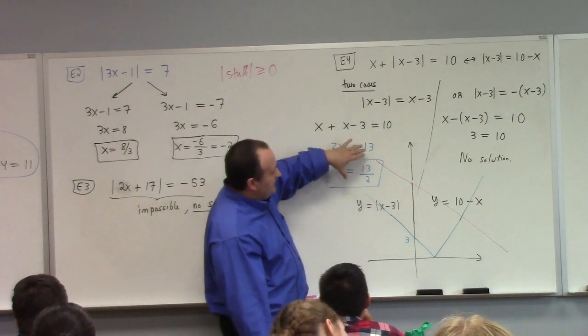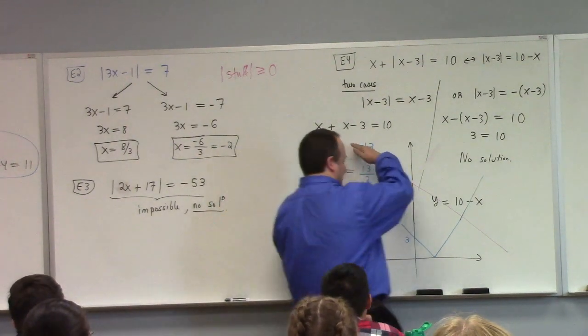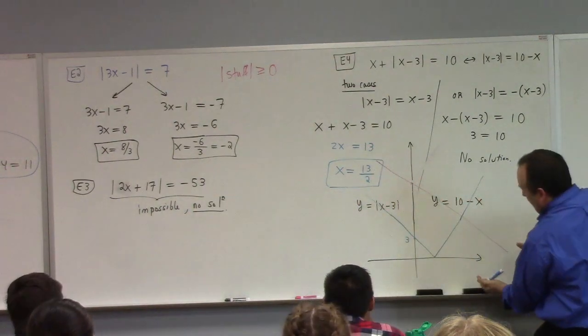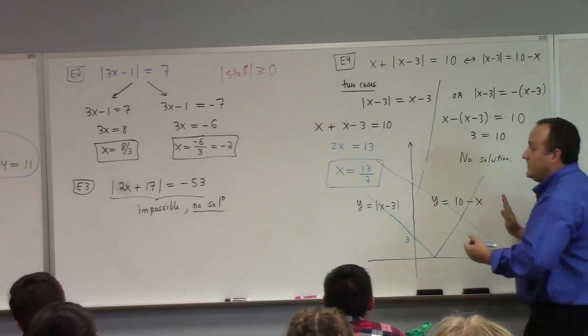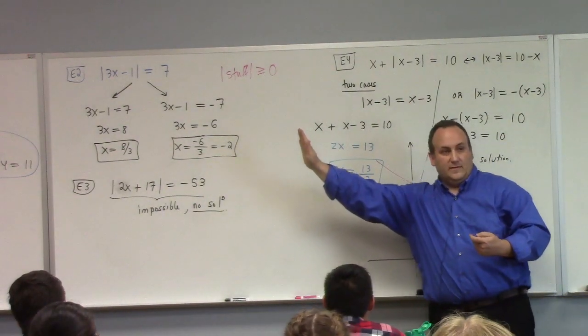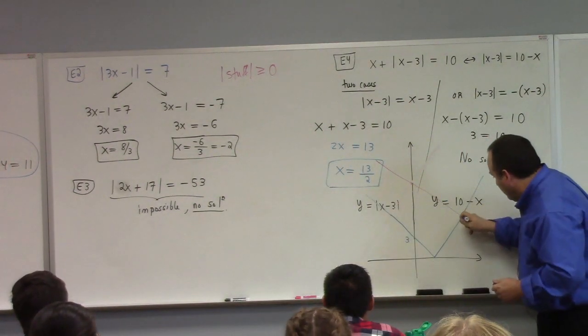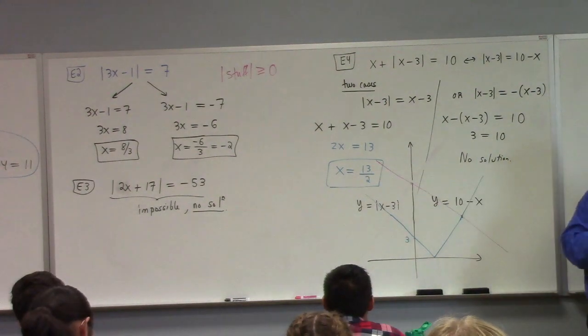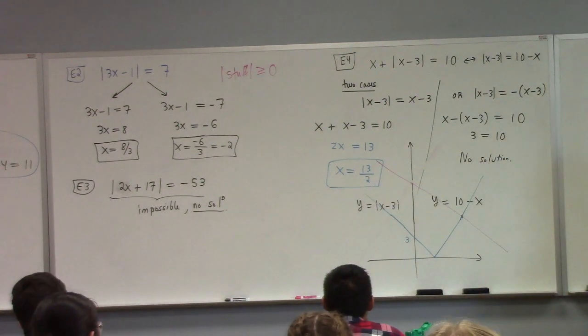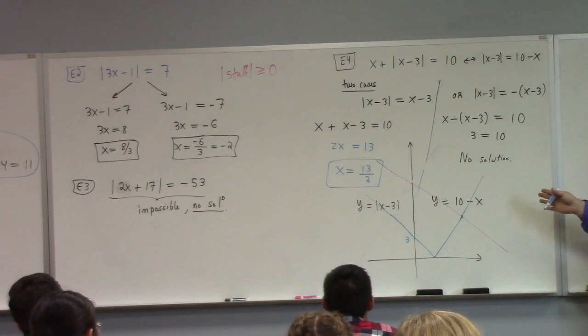So my point to you is, these two lines are what? They both have slope minus 1, actually. They're parallel, they never intersect. There's no solution over here. There's a unique solution right here. It happens to be at 6.5. 13 halves. So that's why there's just one solution here.